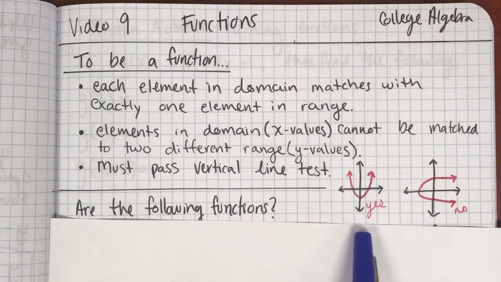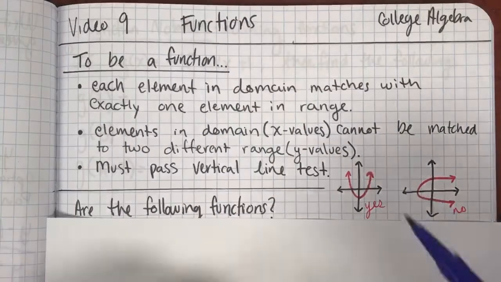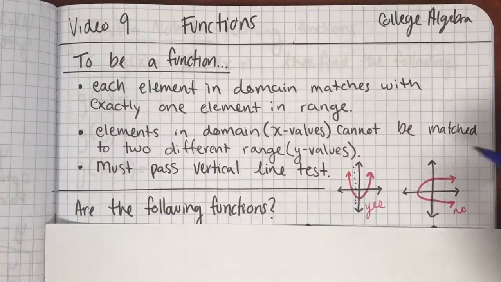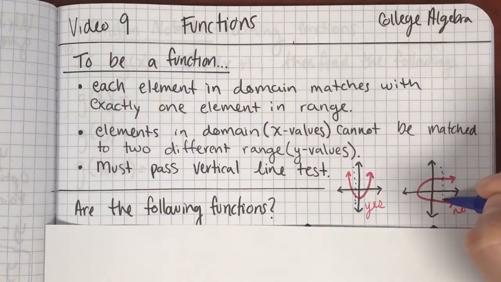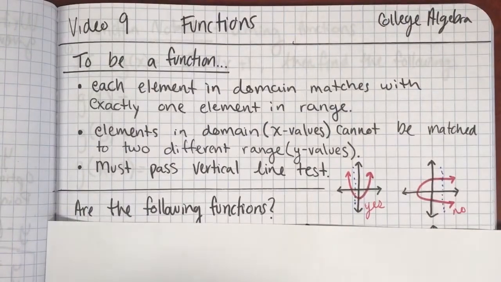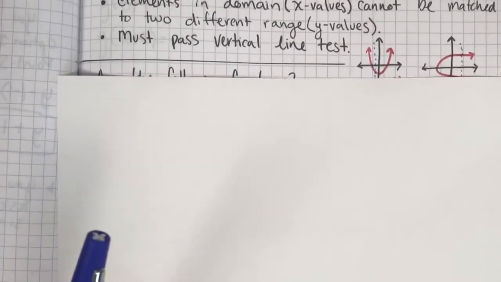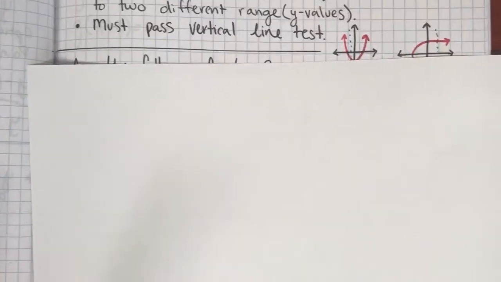Okay, here we've got two pictures. Yes, this would pass our vertical line test if we drew a vertical line anywhere through that. This one, if I drew a vertical line, it does not pass because it touches more than one point at one time. So we've got a couple examples, and we're just going to be looking at whether some of these things are functions.